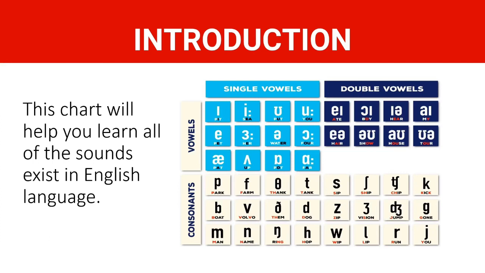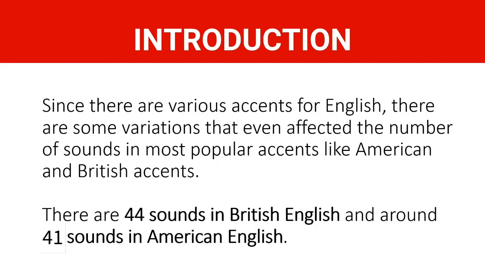We have single vowels or monophthongs and double vowels or diphthongs. And we have consonant sounds, which go into categories. Since there are various accents for English, there are some variations that even affected the number of sounds in the most popular accents like American and British accents. There are 44 sounds in British English and around 41 sounds in American English.